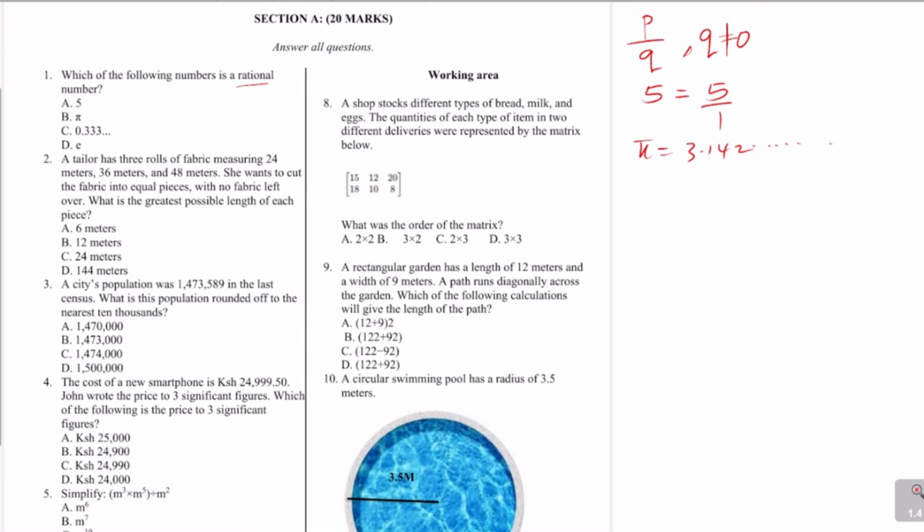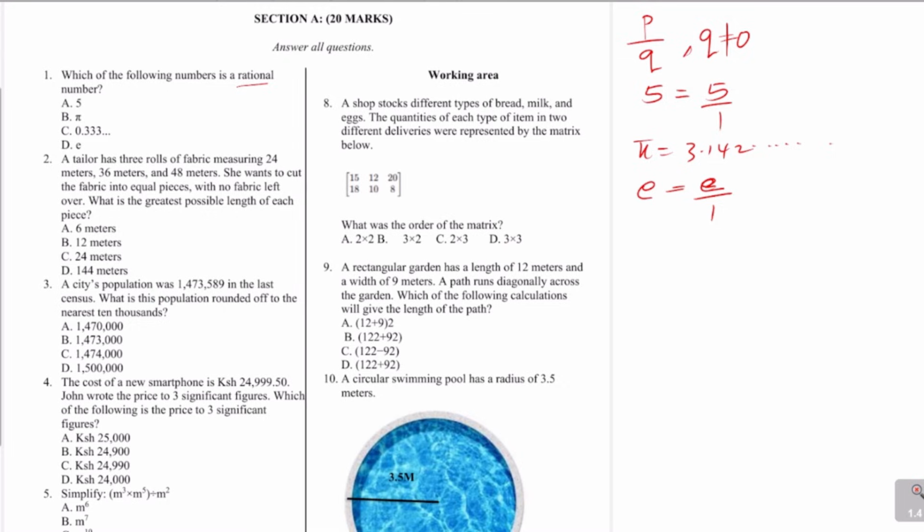For the solution E, look at E. Is E a rational number? E is not a rational number because when you write it as E divided by 1, remember E is not an integer. We say that the denominator and the numerator should be integers. So E is not an integer. So what is an irrational number? Because E is an irrational number.